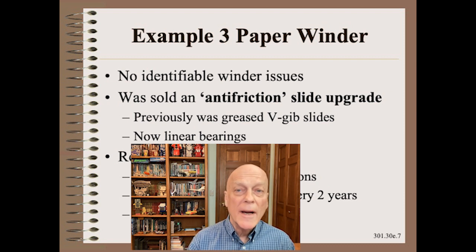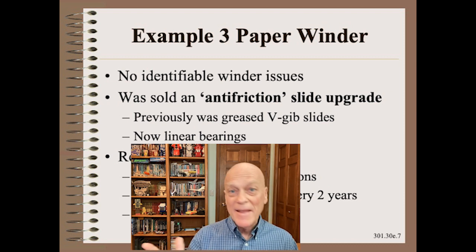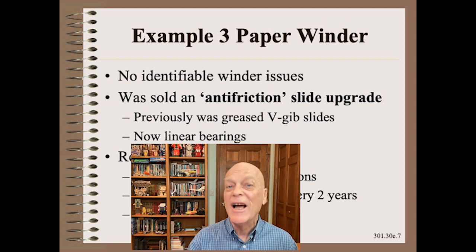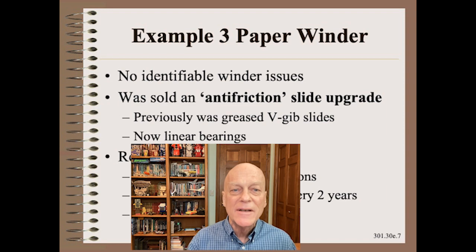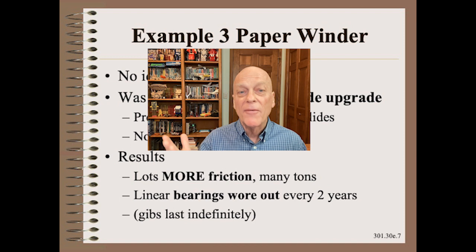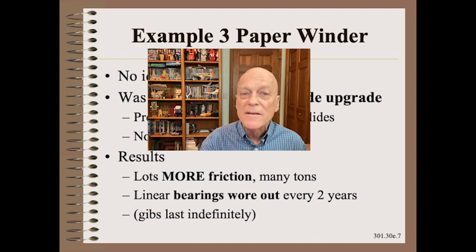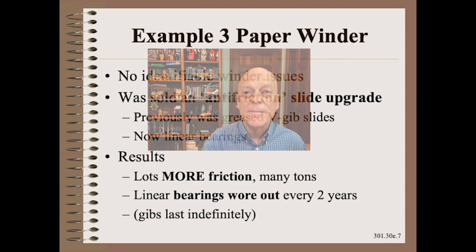Example 3 is for a winder that had no identifiable winder issues. Still, that didn't stop a winder salesman from selling an anti-friction slide upgrade from the old-fashioned greased V-gibs to modern linear ball bearing slides. The first result was an increase in friction exceeding several tons. The second was that the linear bearings wore out every 2 years when the life of gibs is essentially indefinite.